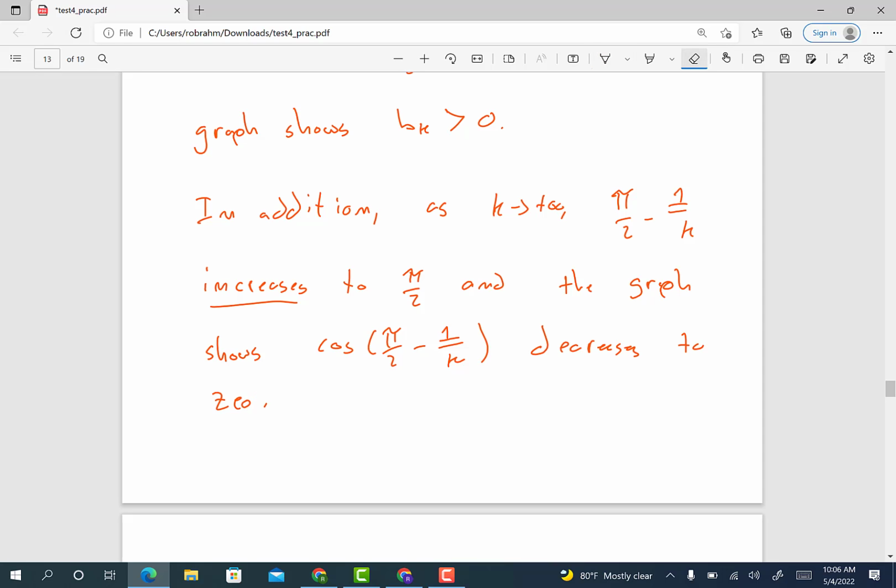Well, can't talk and write at the same time. So it decreases to 0. So by the alternating series test, this converges. Okay, and that is it.